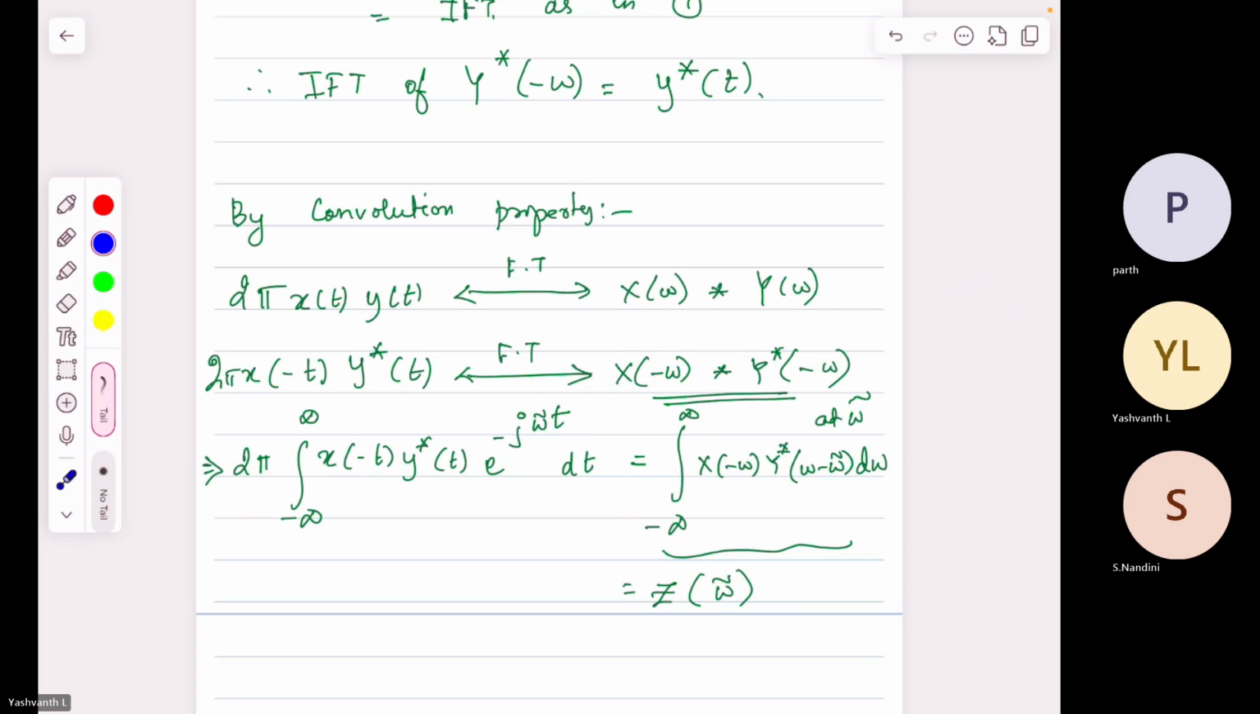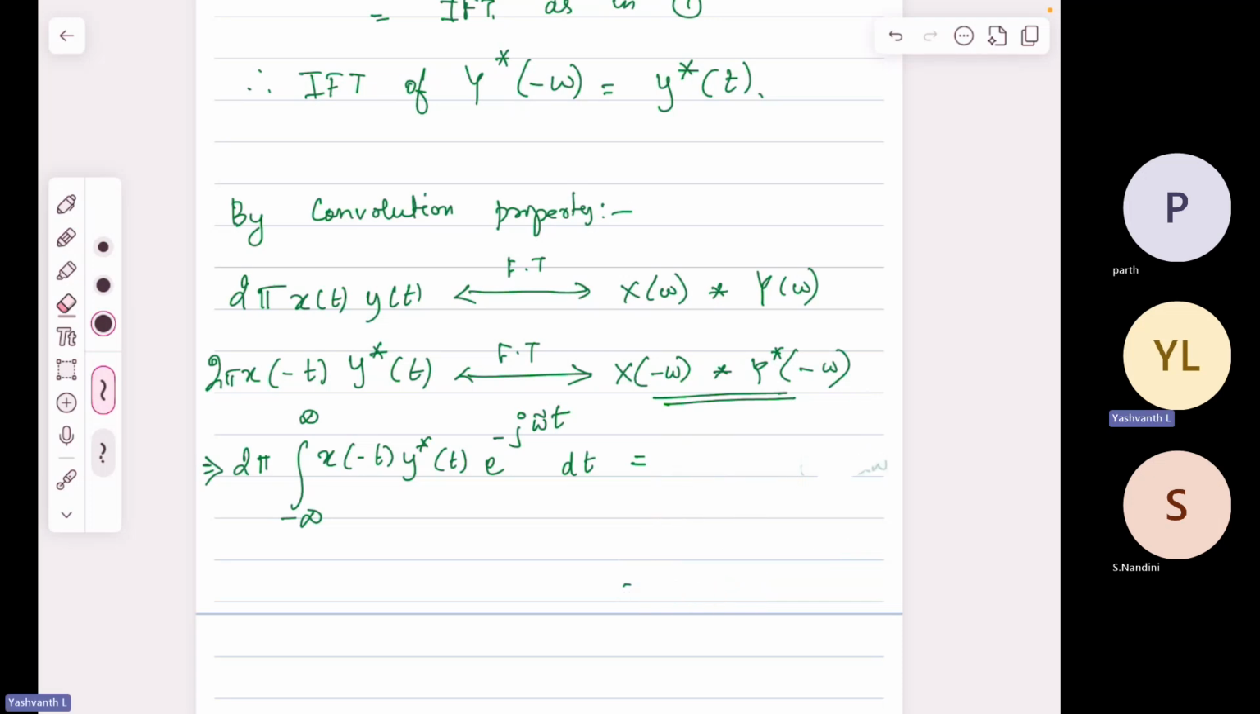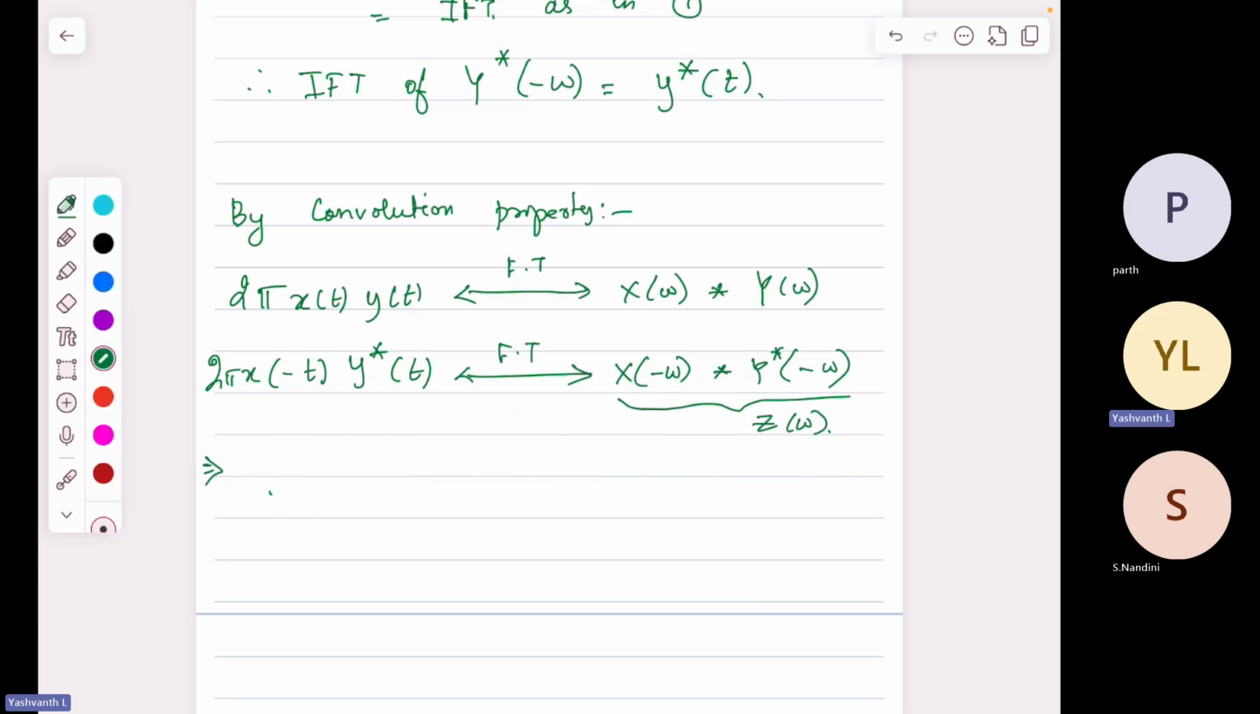Now is it clear? If not, you can tell me. I'll repeat it again. Maybe I will write it one step. I will call x of minus omega convolved with y conjugate of minus omega as z of omega. The convolved signal in the frequency domain is z of omega. Therefore, this sentence says that z of omega tilde, where tilde is some variable, is nothing but the Fourier transform of x of minus t and y conjugate of t evaluated at omega equal to omega tilde. I'm applying the definition of Fourier transform, that is 2 pi, integral from minus infinity to plus infinity, of x of minus t into y conjugate of t into e power minus j omega tilde t dt. Is this clear?